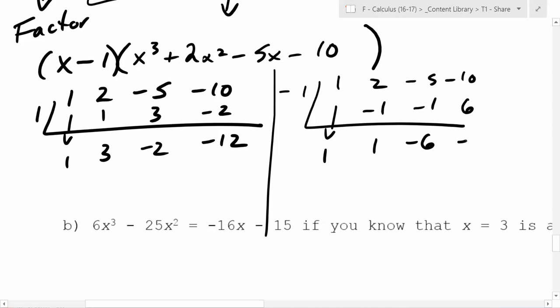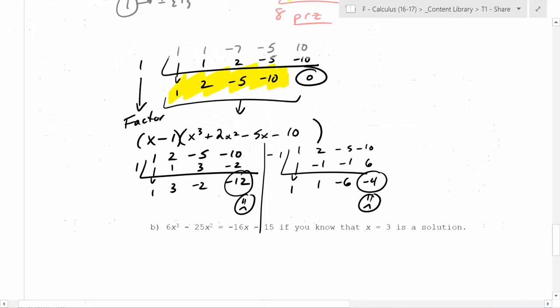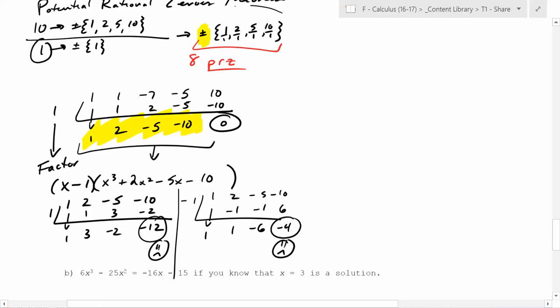And what? So this is not what we want. Neither one of those is a 0, right? So we tested 1 and -1. What should we test next? I'd say we have the list right there. 2. So let's say 2.